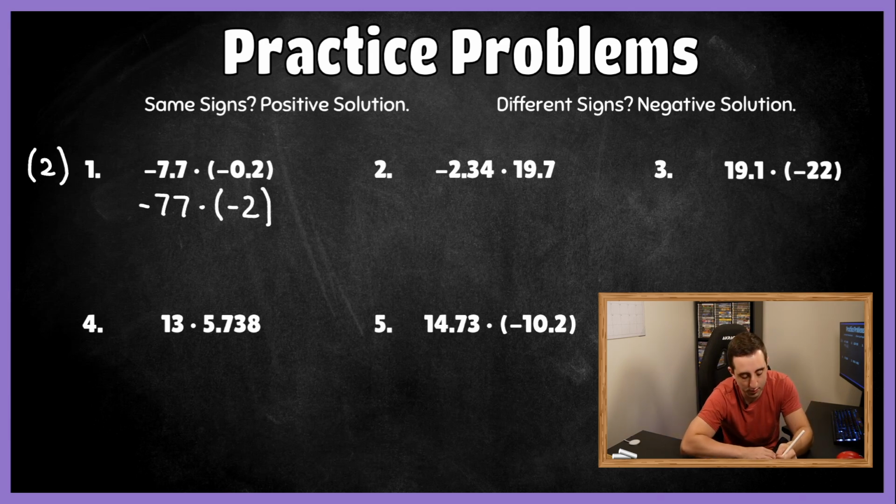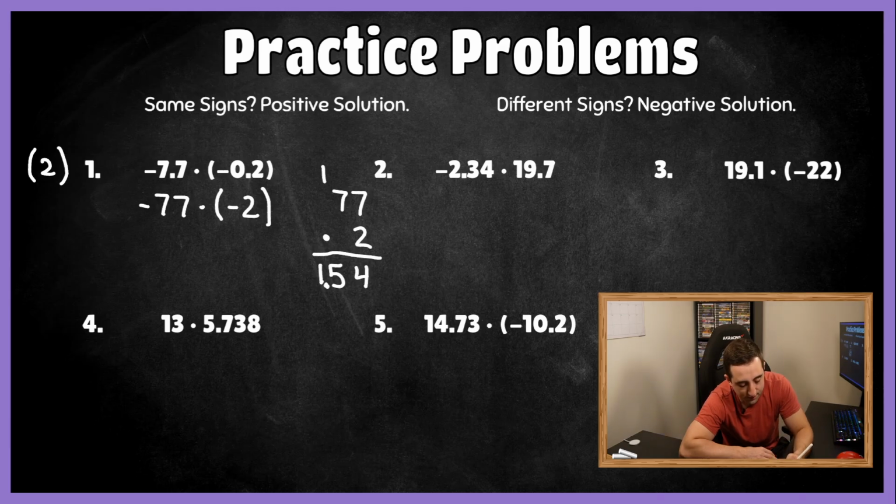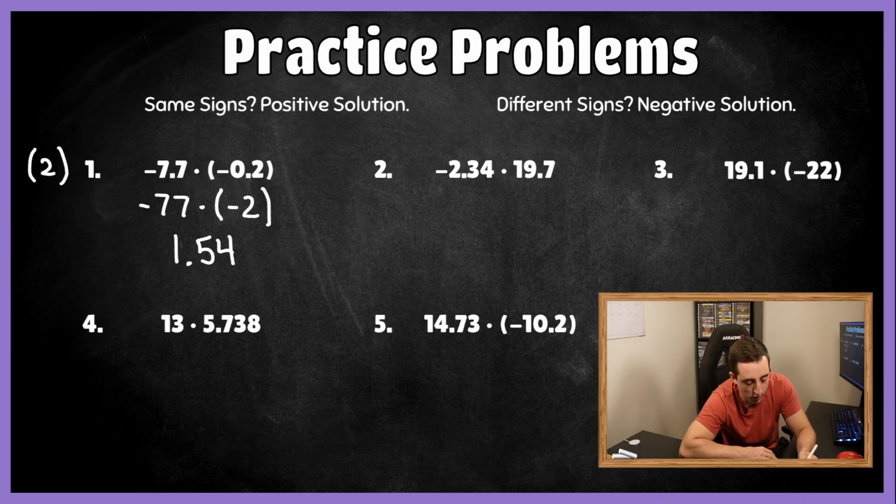And now let's go ahead and multiply these. So we have 77 times 2. 2 times 7 is 14, carry the 1. 2 times 7 is 14 plus 1 gives us 15. And then we have 2 numbers that are going to be behind the decimal point. So our final answer is going to be 1 and 54 hundredths for the first one. Again, it was same signs, so positive result. So hopefully you're 1 for 1, and now let's go ahead and take a look at number 2.